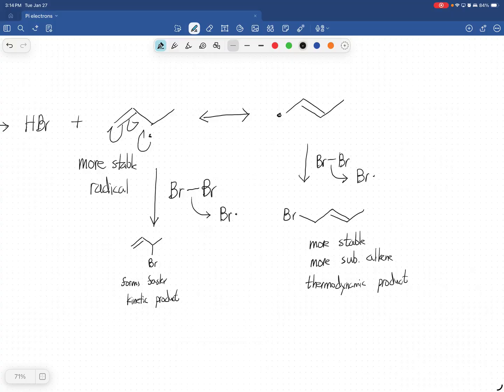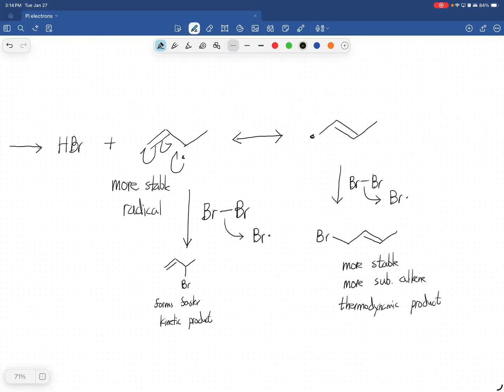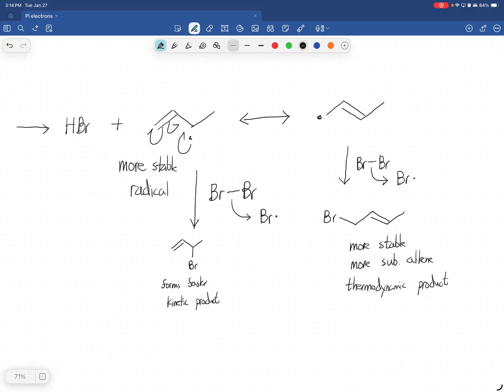Okay? All right. Are there any questions about how we differentiated those two mechanisms? It's the radical intermediate that plays an important part in how it turns out. Are there any questions about that?